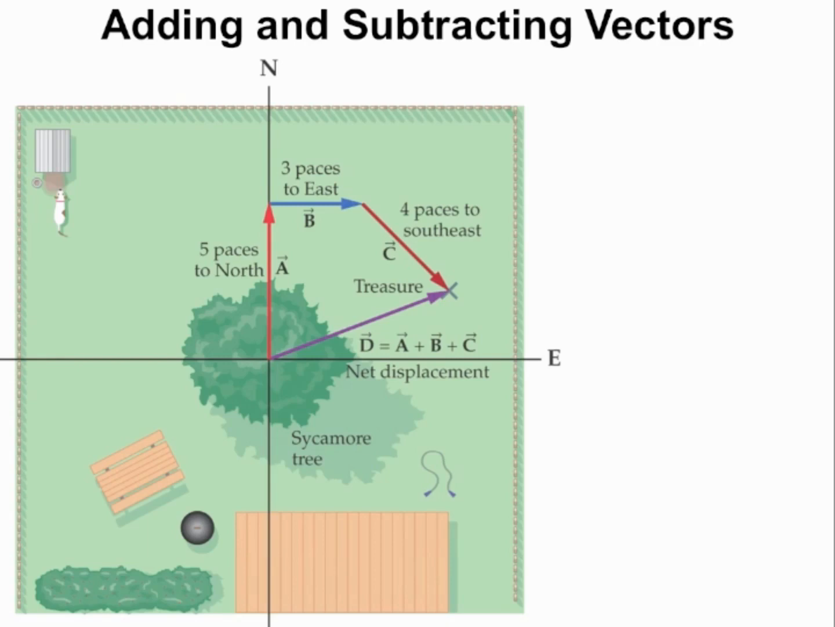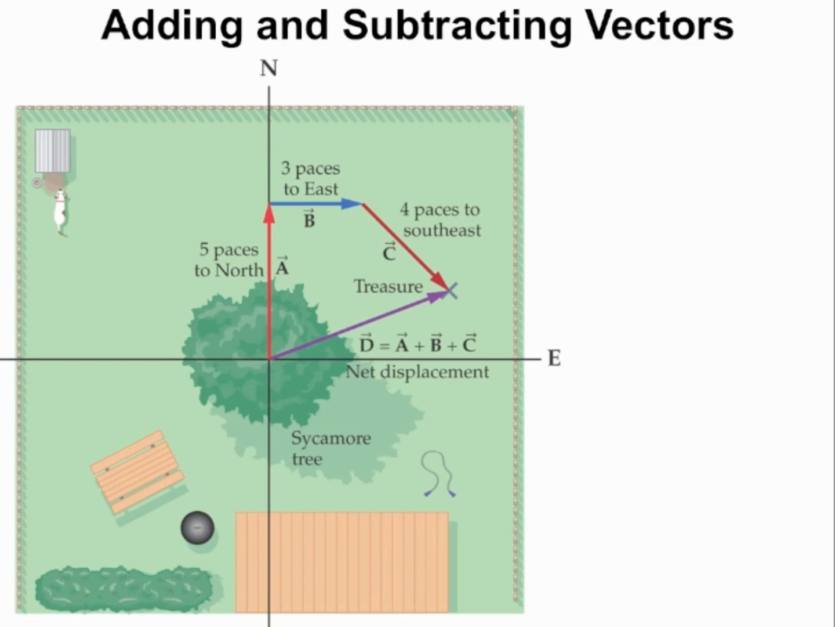Adding and subtracting vectors. All right, let's suppose that we have a vector displacement A, which is 5 paces to the north. We have a displacement vector, 3 paces to the east, and that's the displacement vector B. We have the displacement vector C, which is 4 paces to the southeast. And we end up at the treasure. Now, I wanted to talk about this in order to introduce the concept of adding vectors.